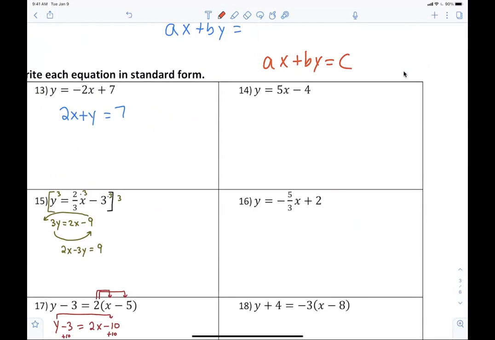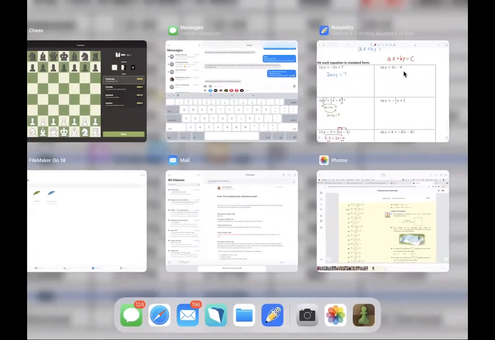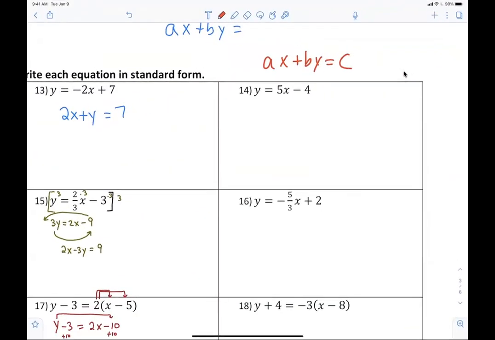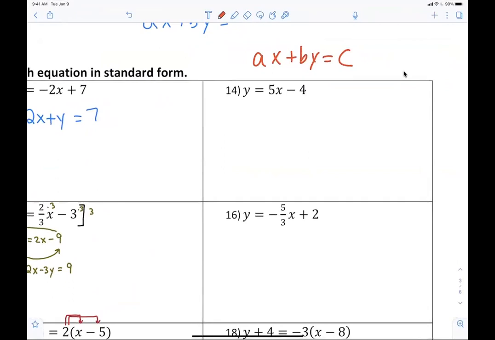5x minus y equals 4. Exactly. So remember, I want the x value to be positive. If I want the x value to be positive, keep it positive. So she did brilliantly. She moved the y over, which became negative y. Then she moved the 4 on the other side, which was 4. That's how you should be able to do it. Perfect.